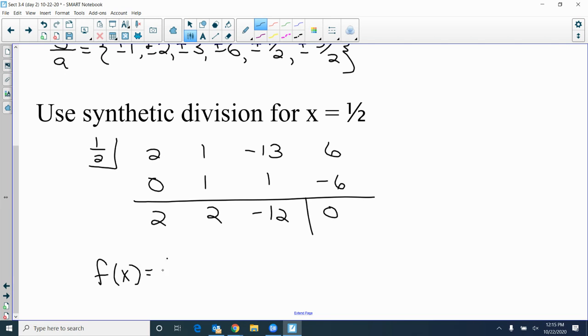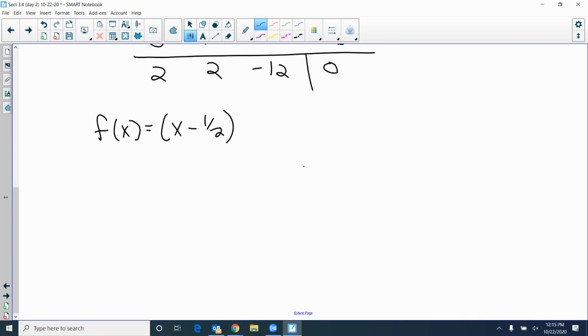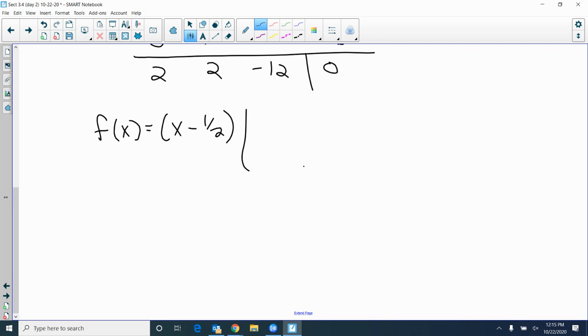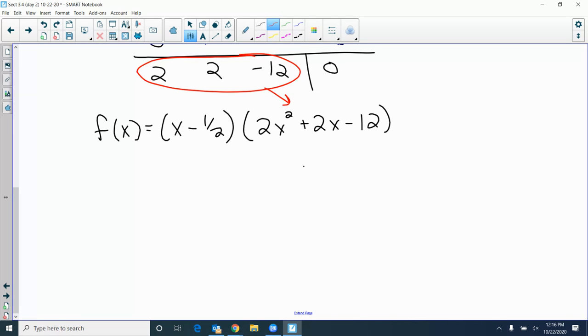F of x equals x minus 1/2. This is how you got to start that. X minus 1/2 times 2x squared plus 2x minus 12. Remember, we get that from here. All right, what do you notice about that trinomial? It has a GCF of what? Factor that out. Take the GCF of 2 out.